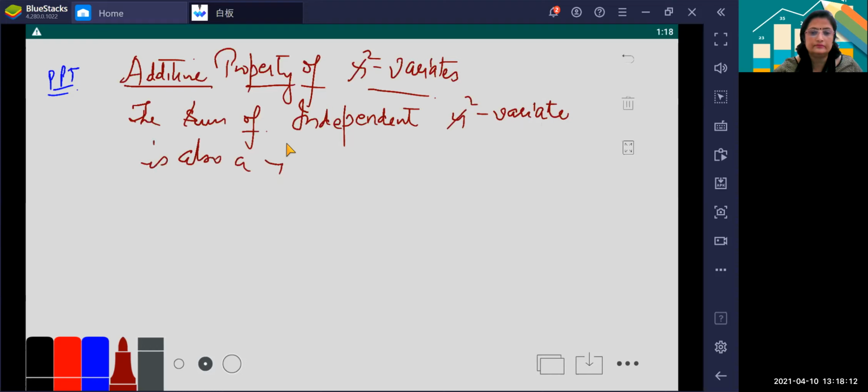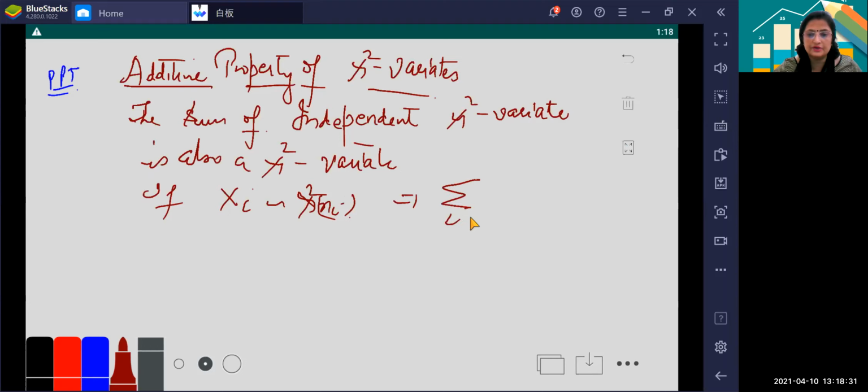That is, if all xi, how many do we have, are chi-square variates with ni degrees of freedom, it implies their sum, summation i running from 1 to n xi, is also a chi-square variate with summation ni degrees of freedom. I have written it in short. If xi follows chi-square distribution with ni degrees of freedom, then summation i running from 1 to n xi also follows chi-square distribution with n1 plus n2 and so on up to n degrees of freedom. Let's come to its proof.